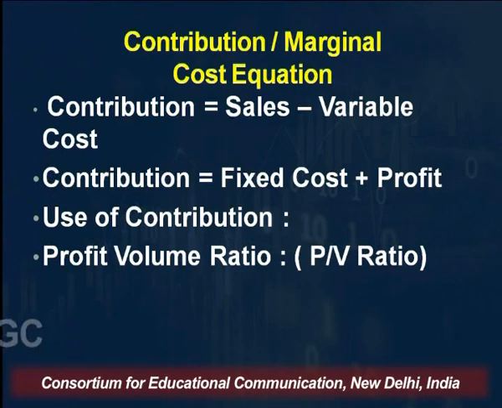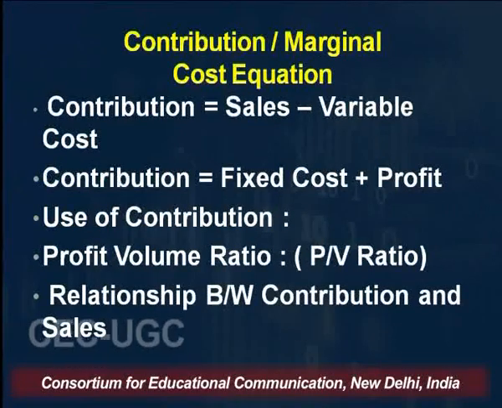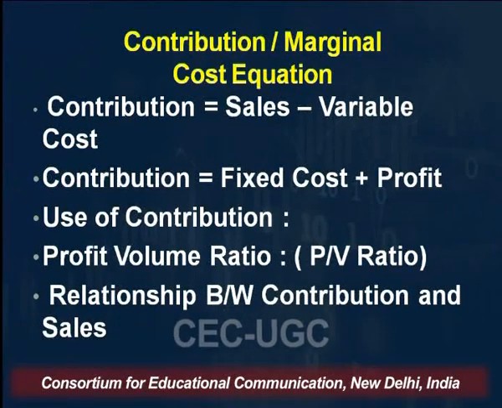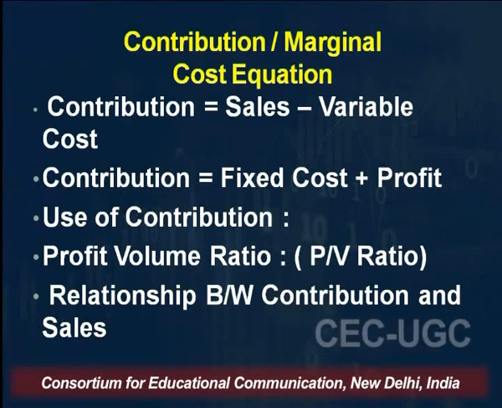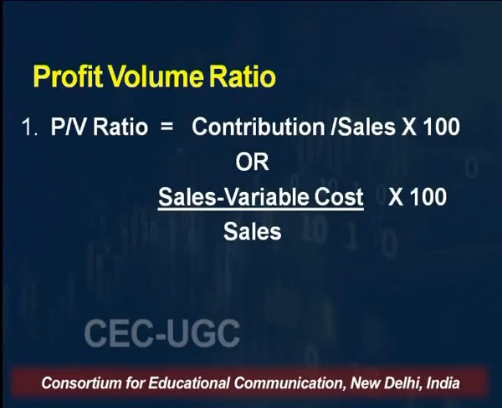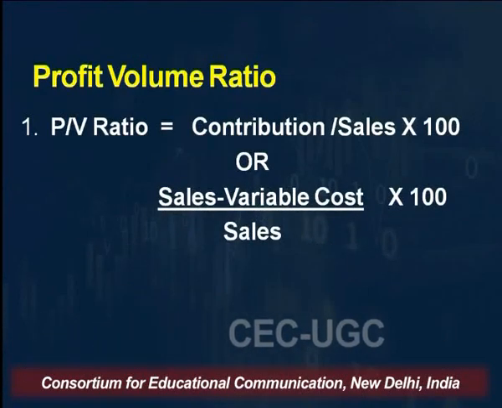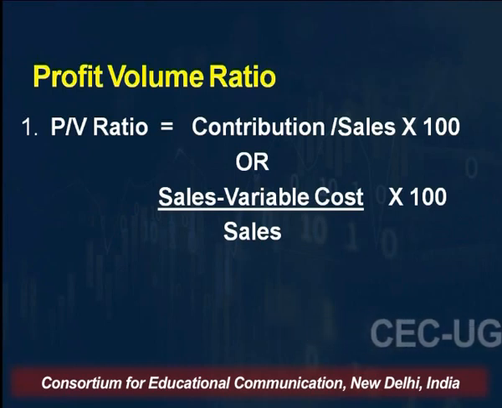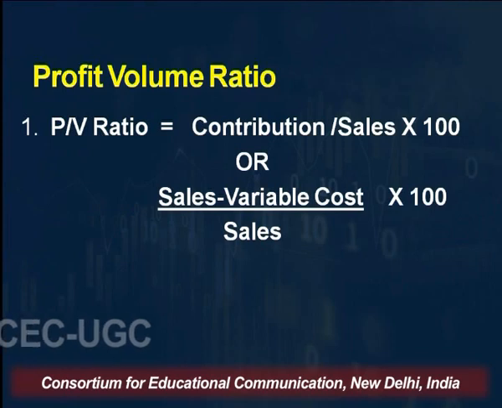That is depicted by the profit volume ratio, and that is why it is also known as contribution to sales ratio. We can also calculate the relationship between contribution and sales. Now what is profit volume ratio? One of the most established formulas is contribution upon sales into 100. Profit volume ratio, or it is also known as PV ratio.